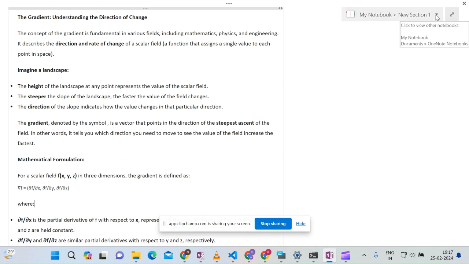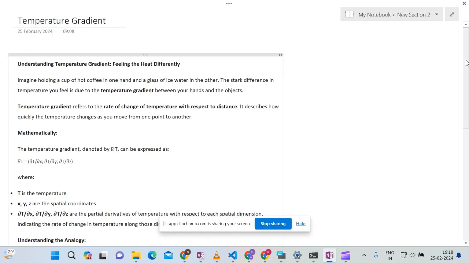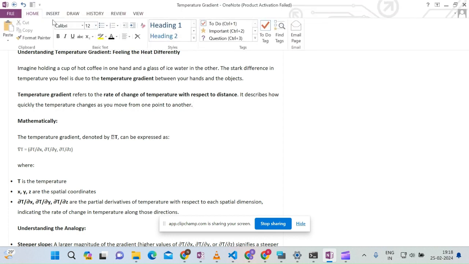Now I will take another example of gradient, the temperature gradient. Imagine you are holding a cup of hot coffee and a glass of ice water in the other. Okay, so you can feel if the glass is more hot, like this will be the wrong example. So I will take another example. Suppose you are holding a rod. It is extremely hot. But no, wait. I will take one very good example. Okay, wait for one second.